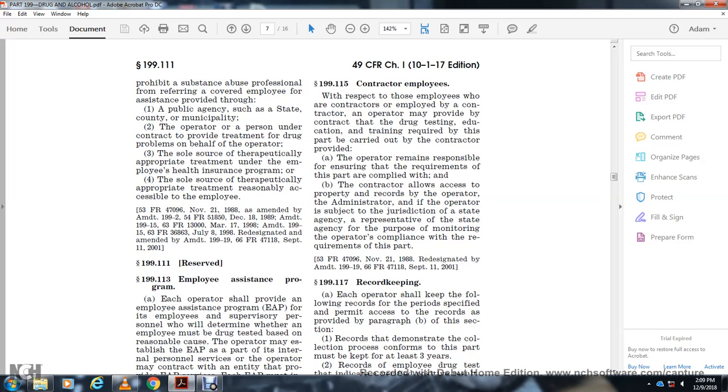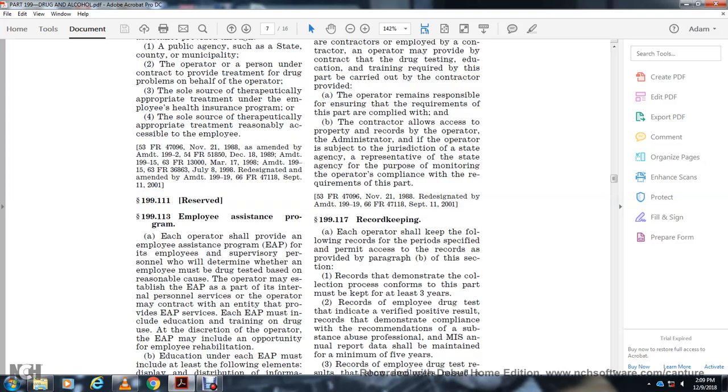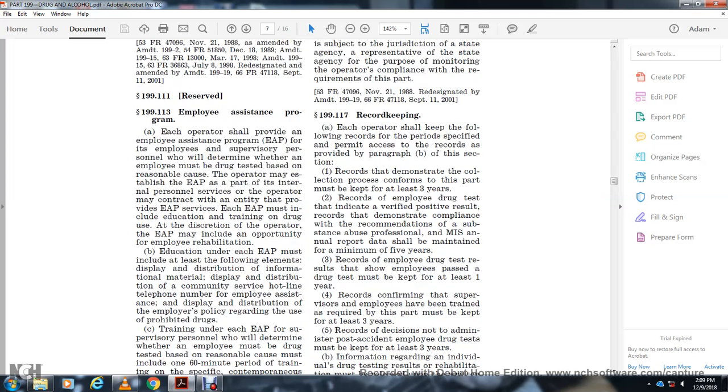199-111 is reserved. 199-113, employee assistance program. Each operator shall provide an employee assistance program for the employees and supervisory personnel to determine whether an employee must be drug tested based on reasonable cause. The operator may establish the employee assistance program as part of the internal personnel services of the operator, or may contract to provide the employee assistance program services. Each employee assistance program provides education and training on drugs. At the discretion of the operator, the employee assistance program may include the opportunity for employee rehabilitation.